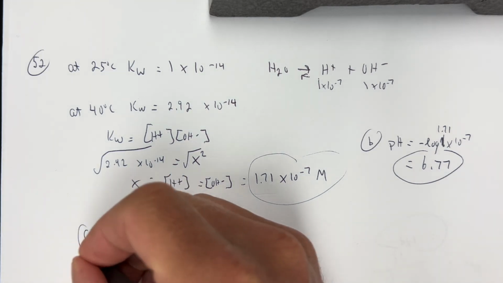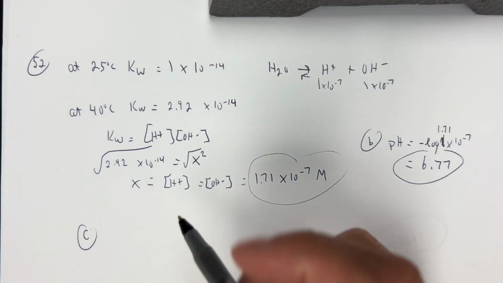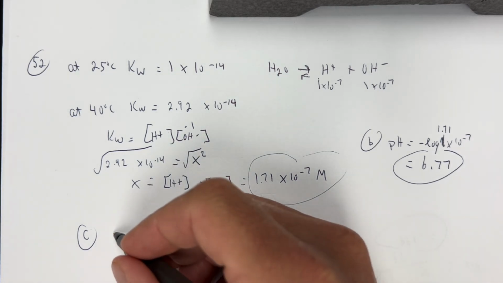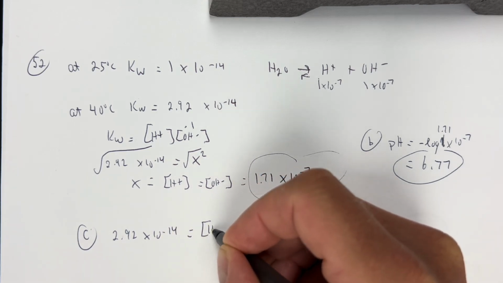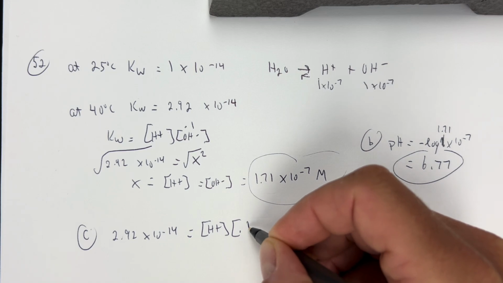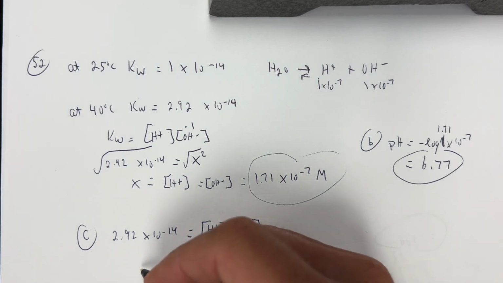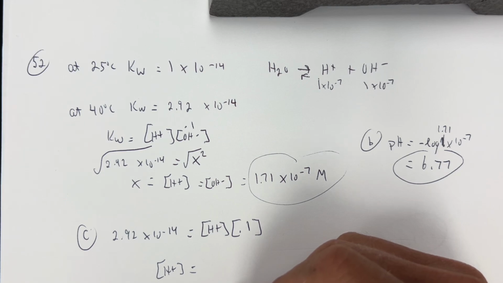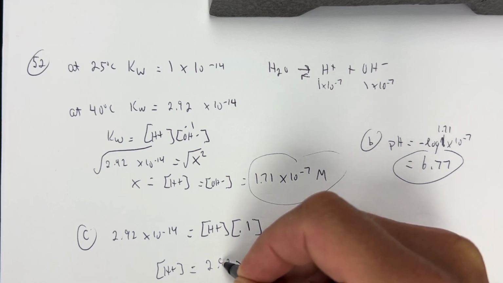Letter C wants to know if the concentration of OH negative is 0.1 molar, what is the pH at that? So if this is 0.1 molar, we usually just deal with this K value, but in this case we'd go Kw equals concentration of H plus times concentration of OH negative, which we know is 0.1 molar. Divide this by 0.1 molar. So our concentration of H plus is 2.92 times 10 to the negative 13th power.